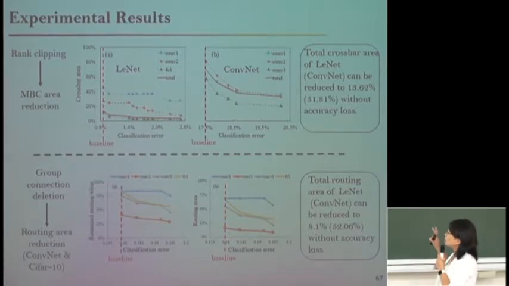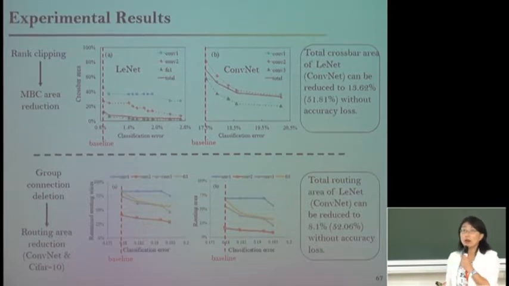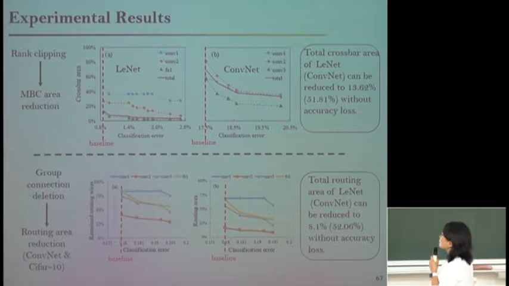And here are the final, overall evaluations. The top one is the rank clipping, representing memristor crossbar area reductions, meaning the reduction in the use of the memristor crossbars. And the second part shows the group connection deletions, to show how much we can benefit from the routing area savings.